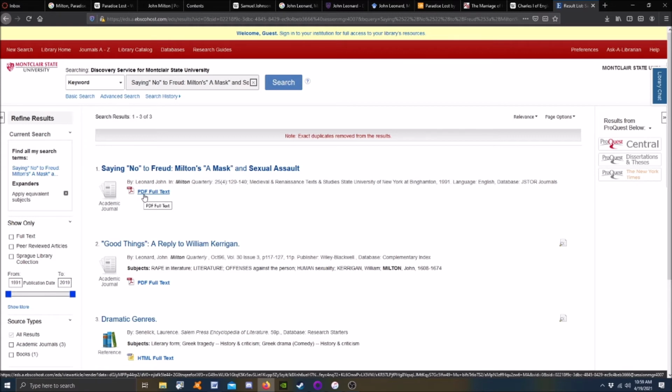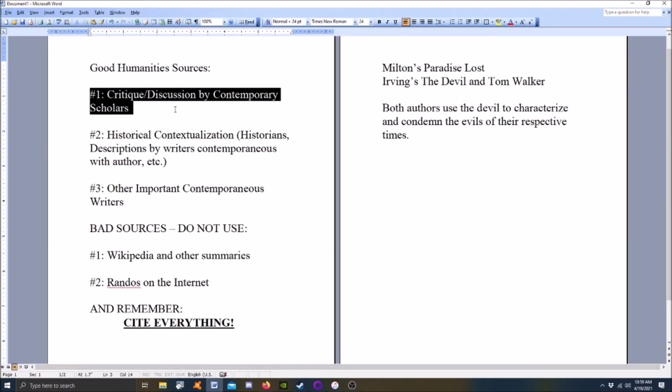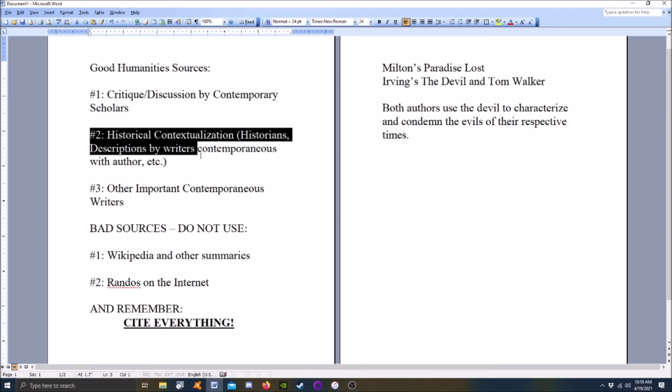So that's one source down. That is the first of our sources, critique and discussion by contemporary scholars. Leonard counts. Leonard is totally interested in this stuff. He is a totally legitimate source. But now let's look for one of our other sources.